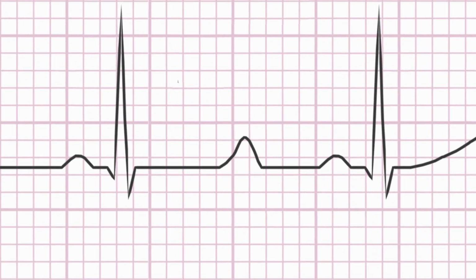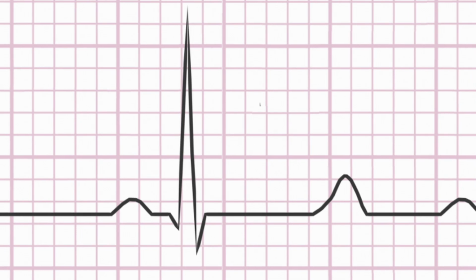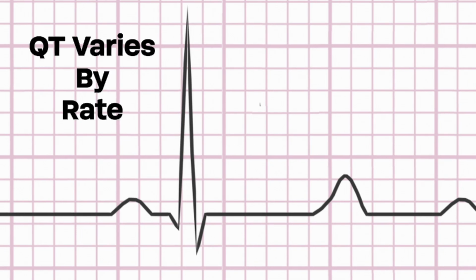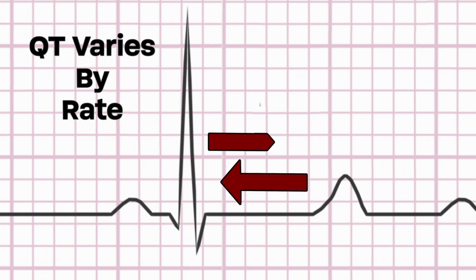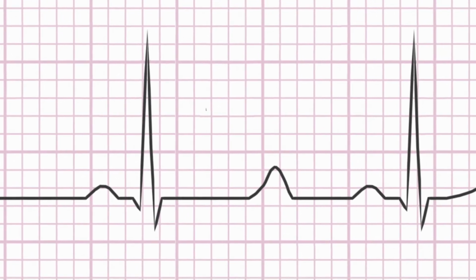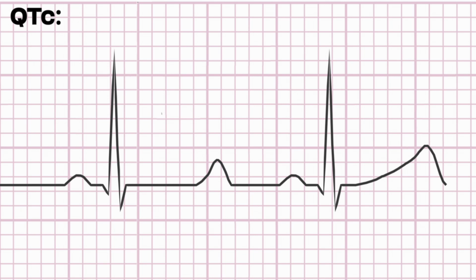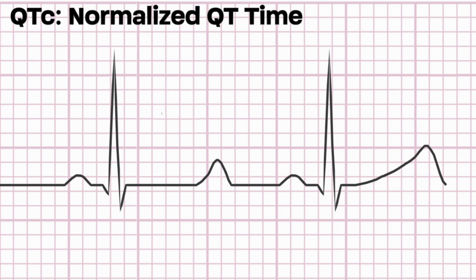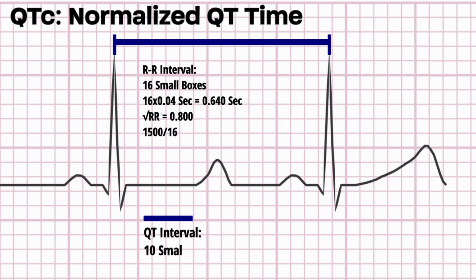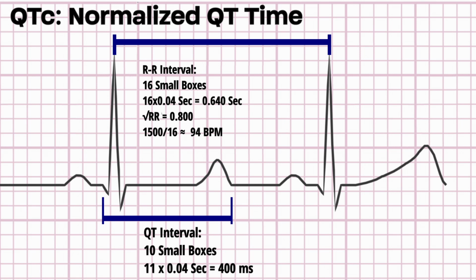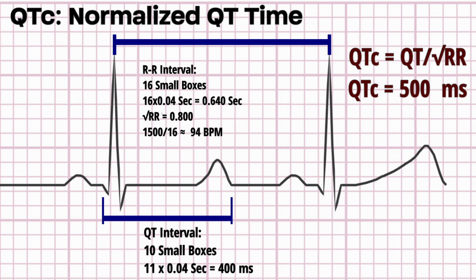Unlike pretty much anything else within an individual cardiac cycle, QT interval varies by rate. High heart rates result in QT shortening, and low heart rates result in QT lengthening. To account for this, we have a normalized value called QTc, QT corrected. There are no fewer than 5 formulas for calculating QTc. You can let the monitor do this one for you, and please do. For an example here, we'll do a demonstration using QT interval divided by the square root of the R to R interval.